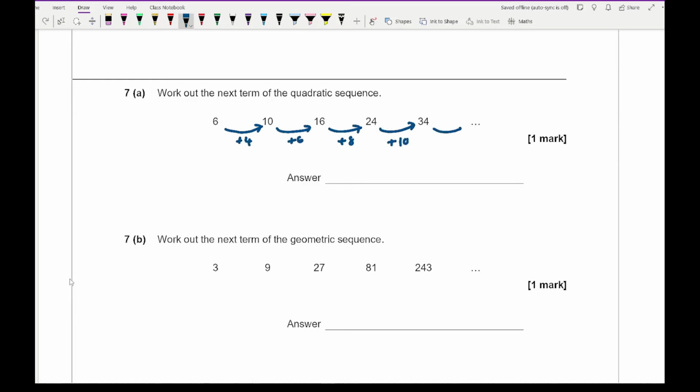So you might think to yourself, well, what's the next difference going to be? Well, you can notice that the difference is going up by plus 2. So the next difference is going to be plus 12. So that therefore is going to be 46.